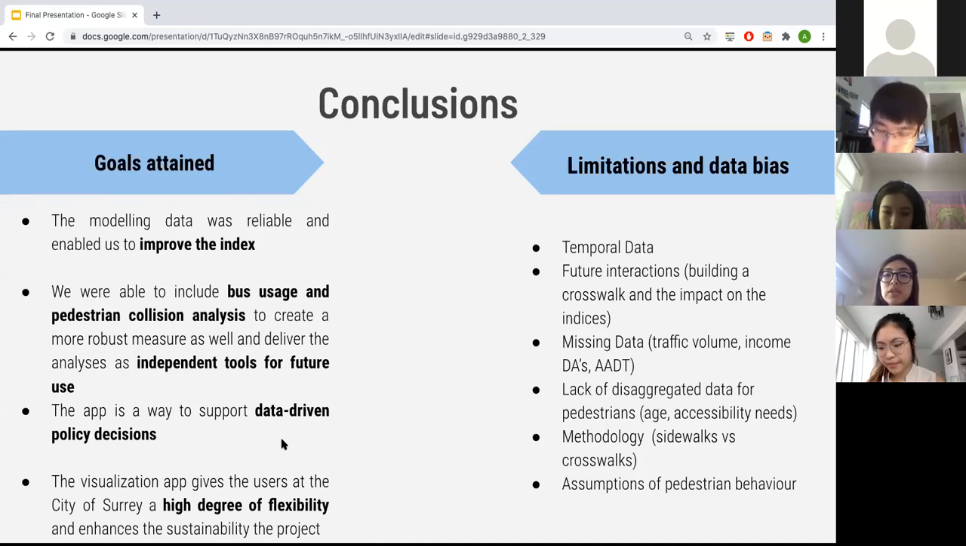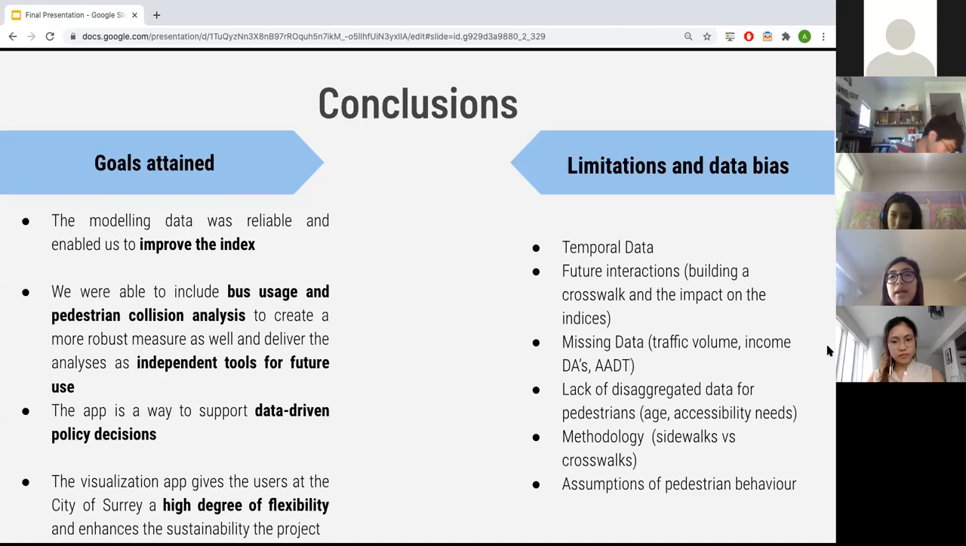Some of the limitations of our project, of course, are that the data that has time associated with it was a little bit difficult to handle. And, for example, we are not sure of the future interactions of building a crosswalk and how that would impact the PDI and PPI measures. Similarly, we had missing data that of course affects the results. Also for pedestrians, we don't have any disaggregated data for age or any accessibility needs. And of course, we had to adjust the methodology with the data we had.